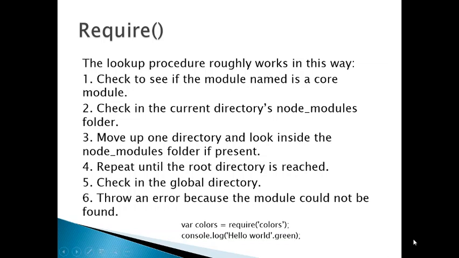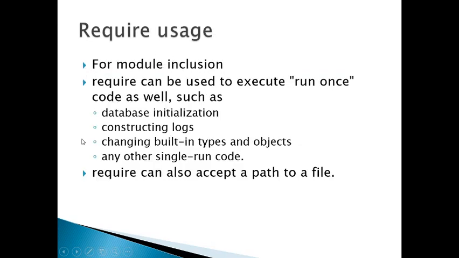For example, in this case, if we have required colors, first it will check whether it is a core module. It is not a core module, so it will look in the current directory's node_modules. If it is not there, then it will search one directory up until the root directory, like for example the E drive. If it is still not there, it will go to your global directory. If it is still not there, then it will give you the error that the module was not found. So this is the way it searches for your require.